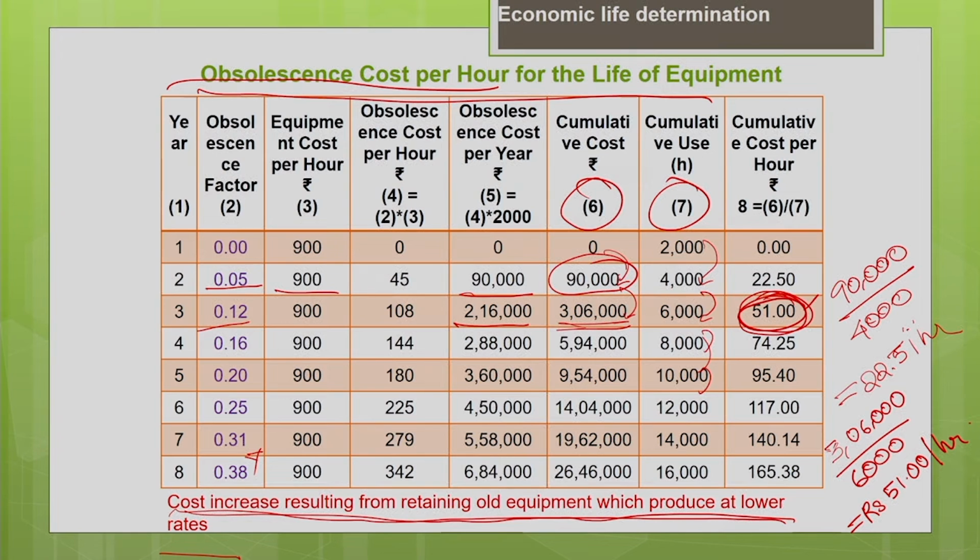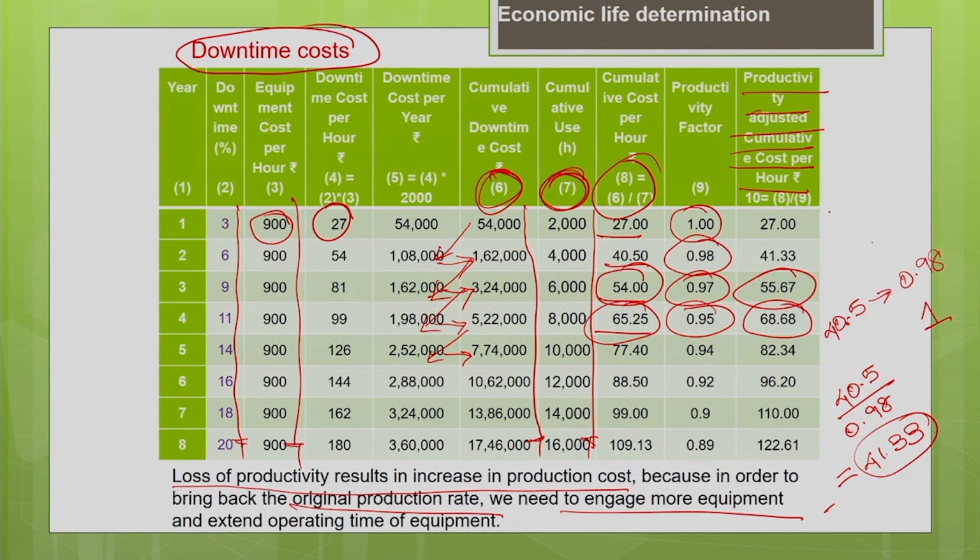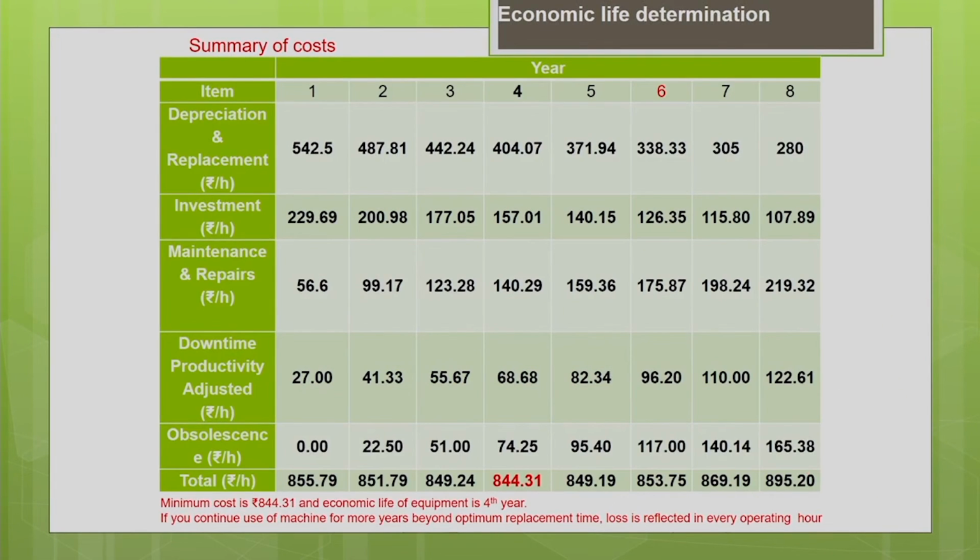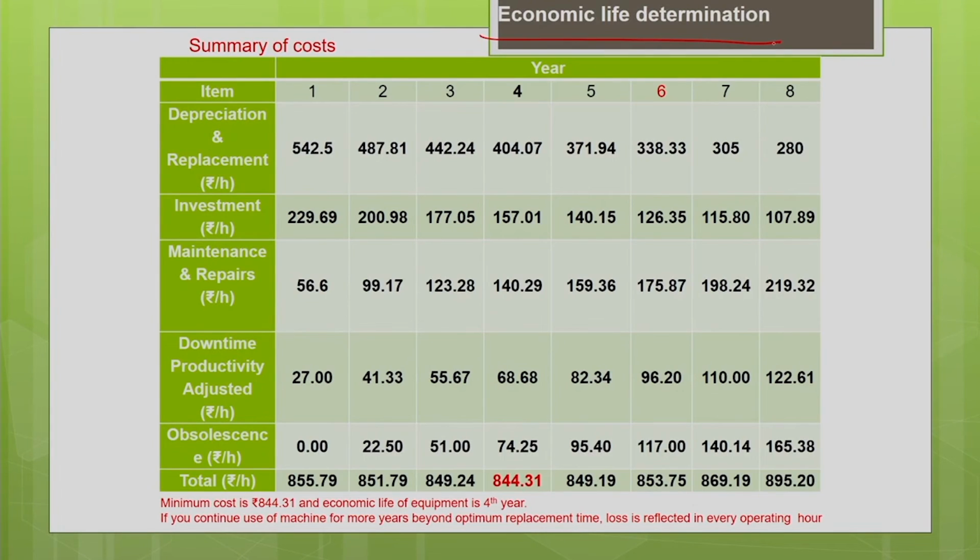So, in the same way you calculate the cumulative cost per hour for the entire life of the machine. You can see that the obsolescence cost is increasing with time. Similarly, your downtime cost, in the earlier table you can see, is also increasing with the age of the machine. Now, let us summarize all the costs we have calculated so far so that we can estimate the optimum replacement time of the machine, or the economic life of the machine.